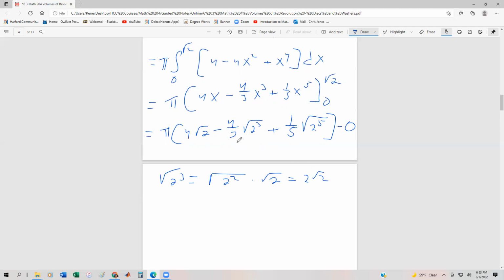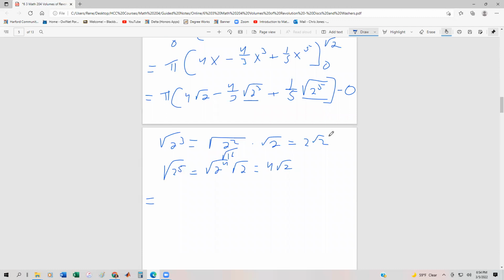So that's what we're going to do: we're just going to simplify these radicals. Square root of 2 to the 5th is equal to square root of 2 to the 4th times square root of 2. We know that square root of 2 to the 4th is the square root of 16, which is going to be 4 roots of 2. And so we're just going to substitute those values back in for this square root of 2 cubed, square root of 2 to the 5th.